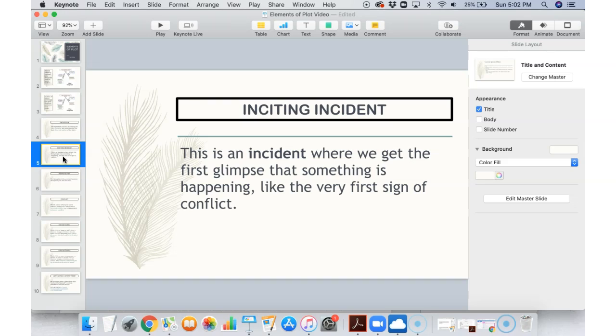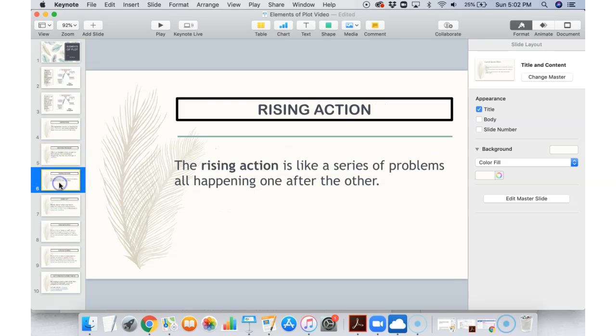This is where the rising action starts. It's actually a situation or an incident where we get the first clue that something is a little bit off. So I wouldn't exactly call it a conflict right away. It's just a little something, a little situation, a little incident that happens that makes us think, okay, this is where the story gets going. It's like the first sign of conflict.